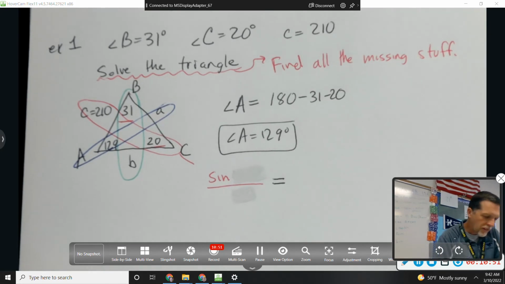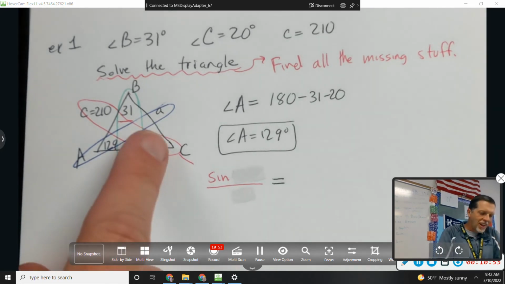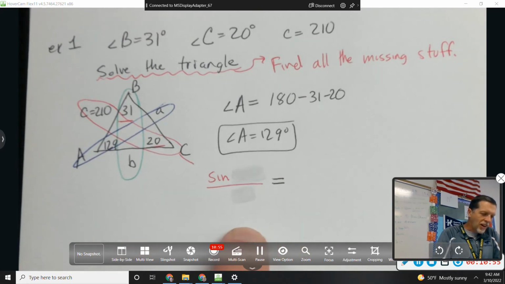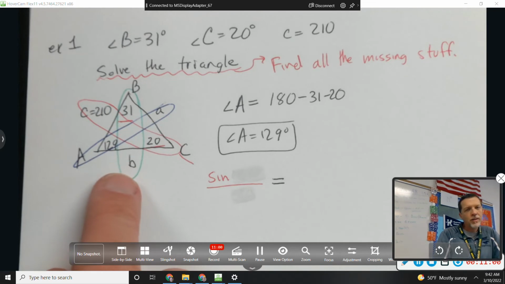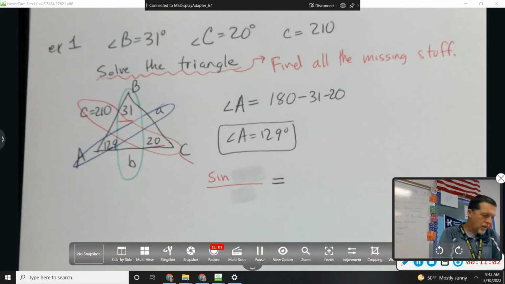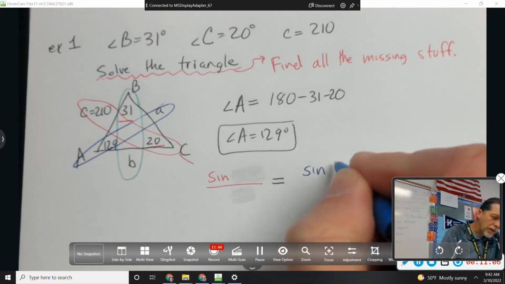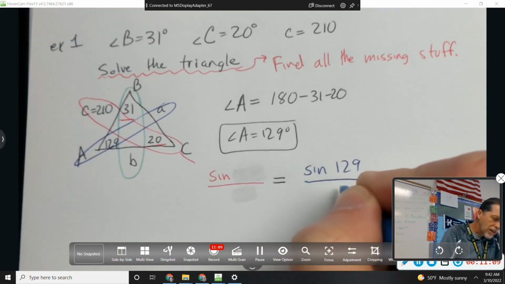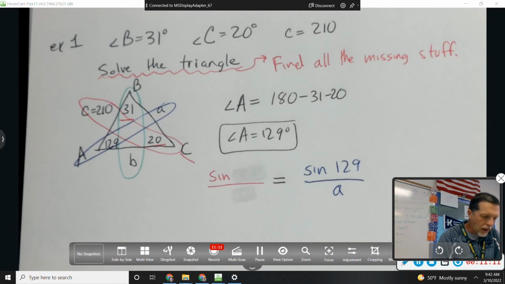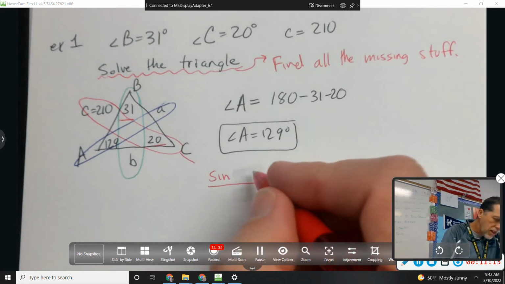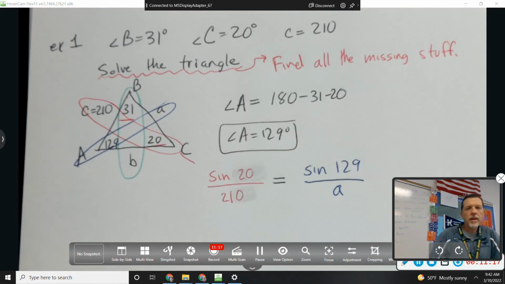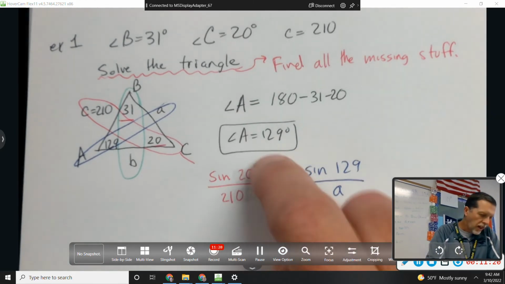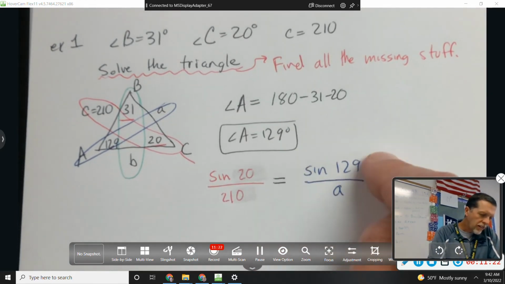And then, while that dries, on the other side, so I've got the C stuff. Now I can either use the A stuff or the B stuff. It doesn't matter. I can only use two at a time. So I guess I'll just pick the A stuff because it's alphabetical maybe. I don't know. Sine 129 over A. There we go. Sine of angle over side.